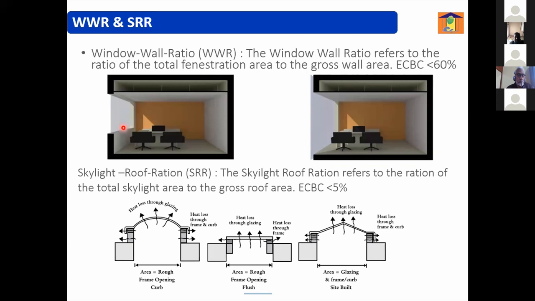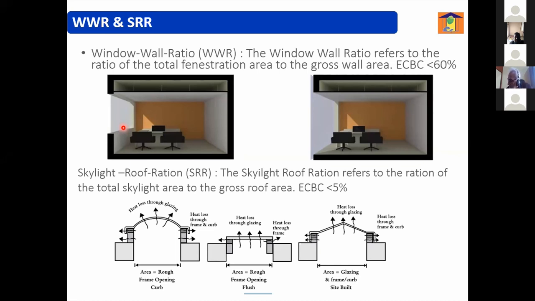So it is very important that we use materials within their limitations and as per the local climates. So WWR, that is the window to wall ratio. ECBC defines that in any climate in India, you should not exceed it more than 60%, because it doesn't make sense. Even if you increase it more than 60%, you will increase heat gain significantly rather than helping you in daylight at all, because it will increase glare as well.